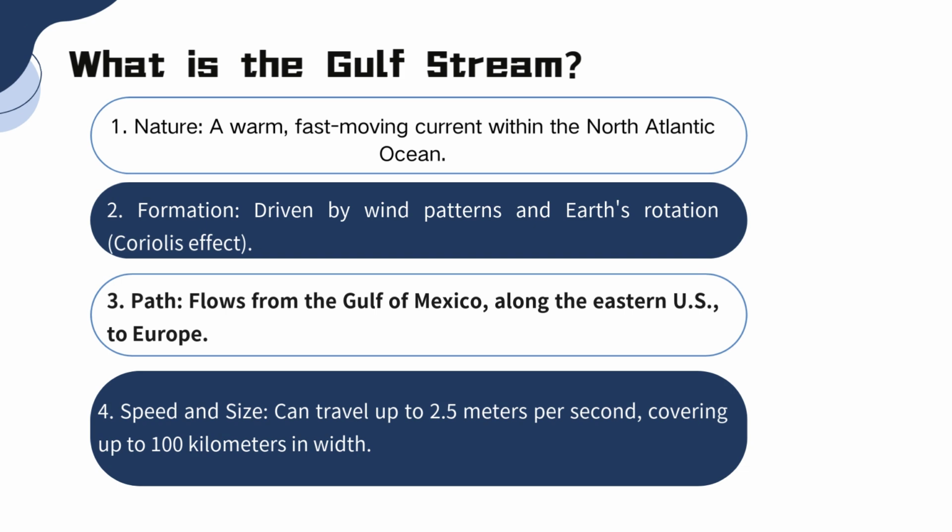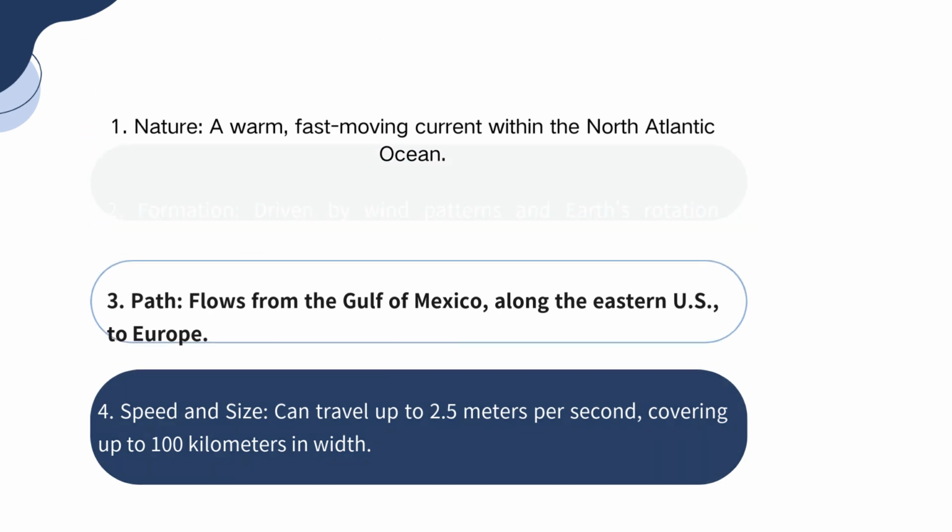What is the Gulf Stream? It is a warm, fast-moving current within the North Atlantic Ocean, driven by wind patterns and Earth's rotation. It flows from the Gulf of Mexico along the eastern US to Europe. It can travel up to 2.5 meters per second, covering up to 100 kilometers.